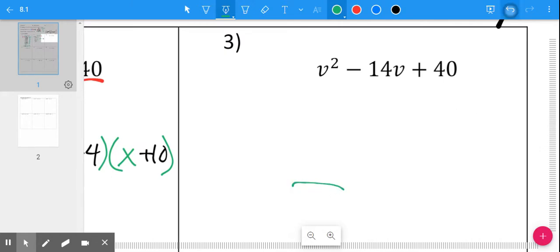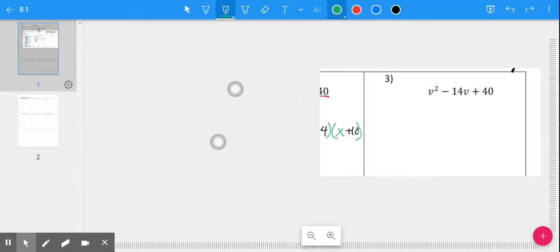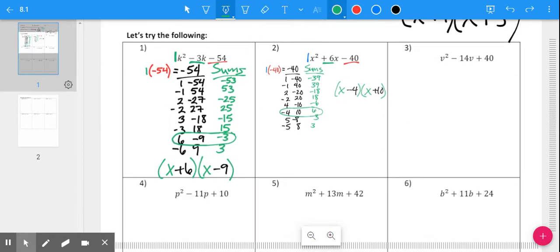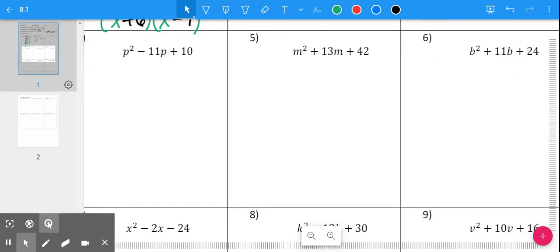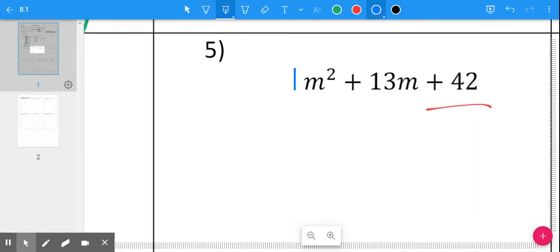The next one, I'm going to let you guys figure out and us move on to something different. So let's move down to number 5. So the a value on this one, again, is the implied one. Your c value is the 42. So when we multiply a times c, it gives us a positive 42.